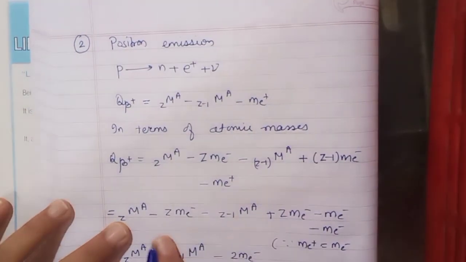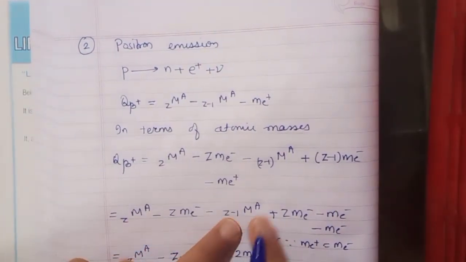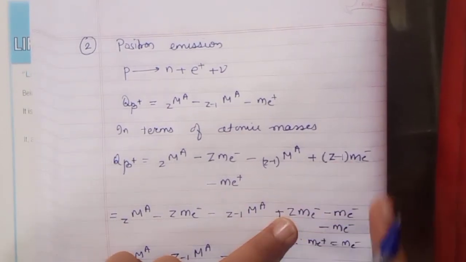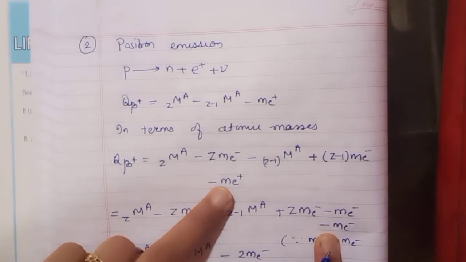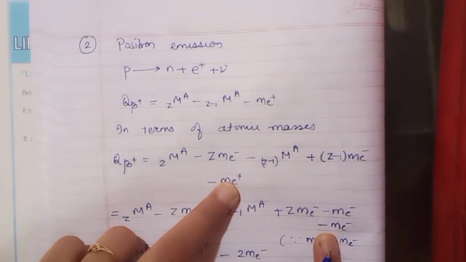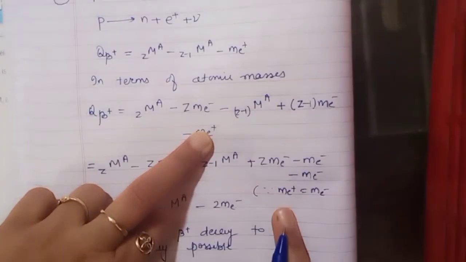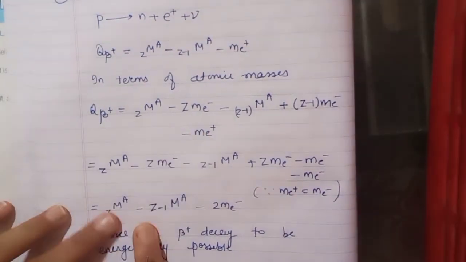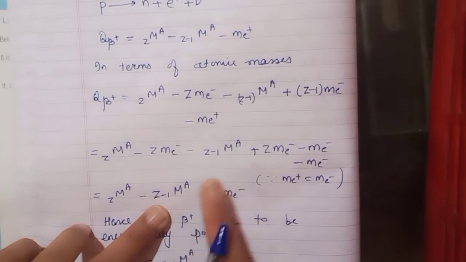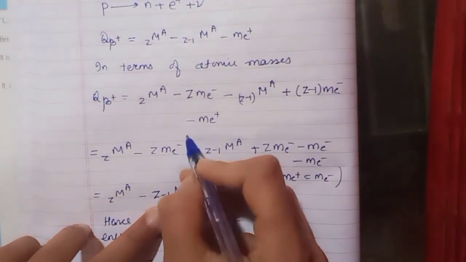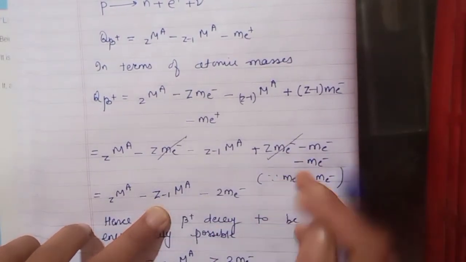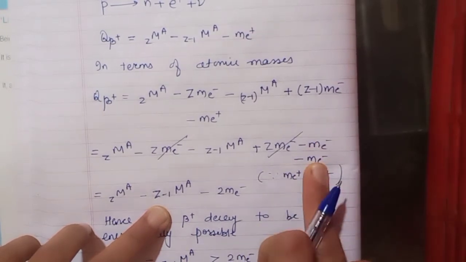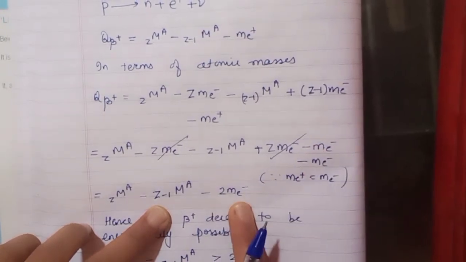So I will solve this. ZMA minus ZME minus (Z minus 1) MA plus Z into ME minus 1 into ME, and here minus ME, instead of positive I'll write minus ME, negative, because I know that the mass of a positron is equal to the mass of an electron. So I will get ZMA minus (Z minus 1) MA. Z times the mass of electron will get cancelled, and here I will get the mass of electron plus the mass of electron, so it will be 2 times the mass of electron.